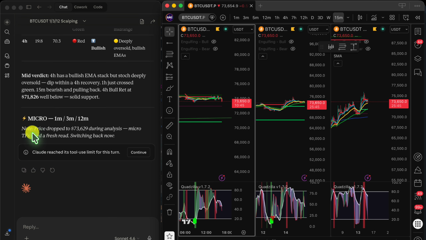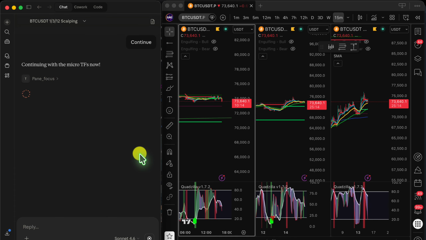Okay, micro, it says price dropped to 73,629 during analysis. Micro timeframes need a fresh read. Switching back now. Now it did say here Claude reached its tool use limit for this turn. What does that mean? Okay, let's say continue to see what it does. Okay, continuing with the micro timeframes now. So that is now changing the timeframes on TradingView.